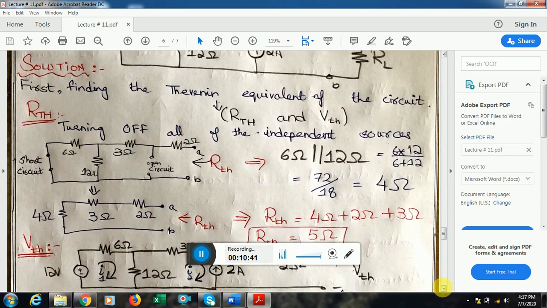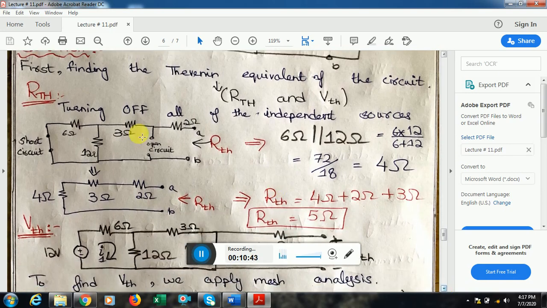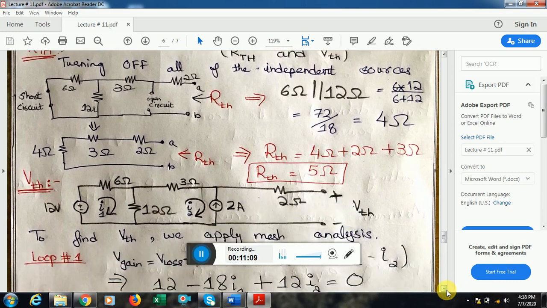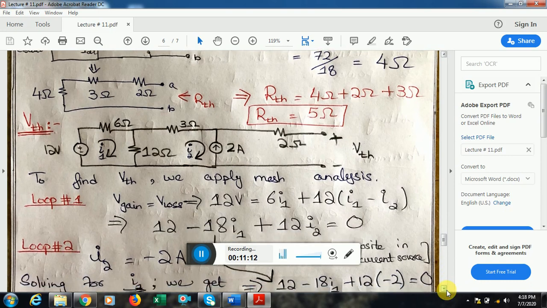R Thevenin is found by turning off the independent sources and by just looking into the circuit to see what resistance is being provided to the identified terminals. So these two become parallel to each other. The parallel combination becomes this. Now the new circuit becomes this. This parallel combination is 4 ohm, which is now in series with this, and further in series with this 2 ohm resistance. So the R Thevenin is very simple. You just get a series combination of these 3 resistors. Now moving on to finding V Thevenin.